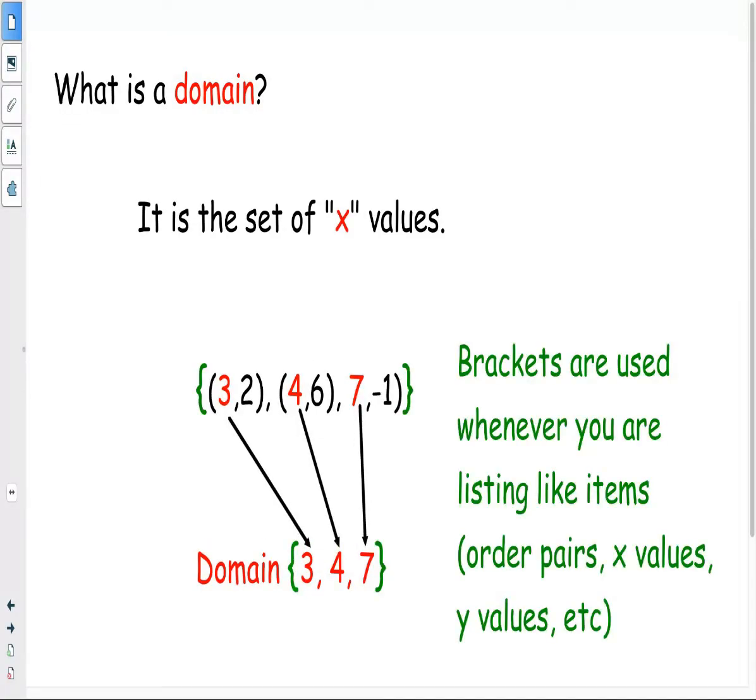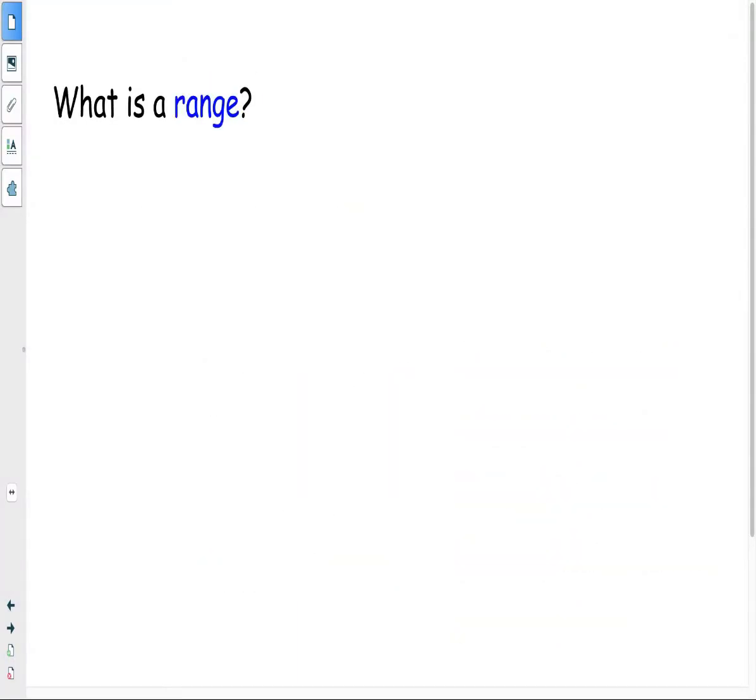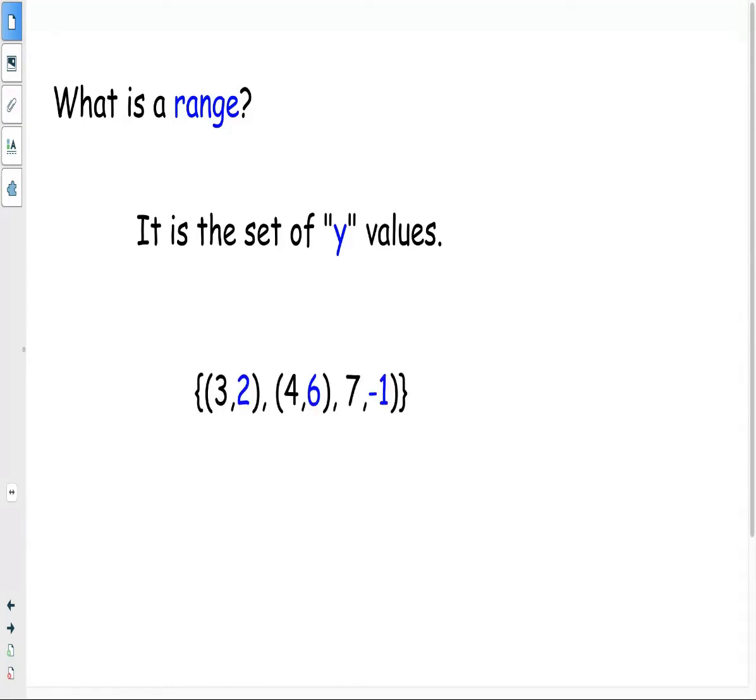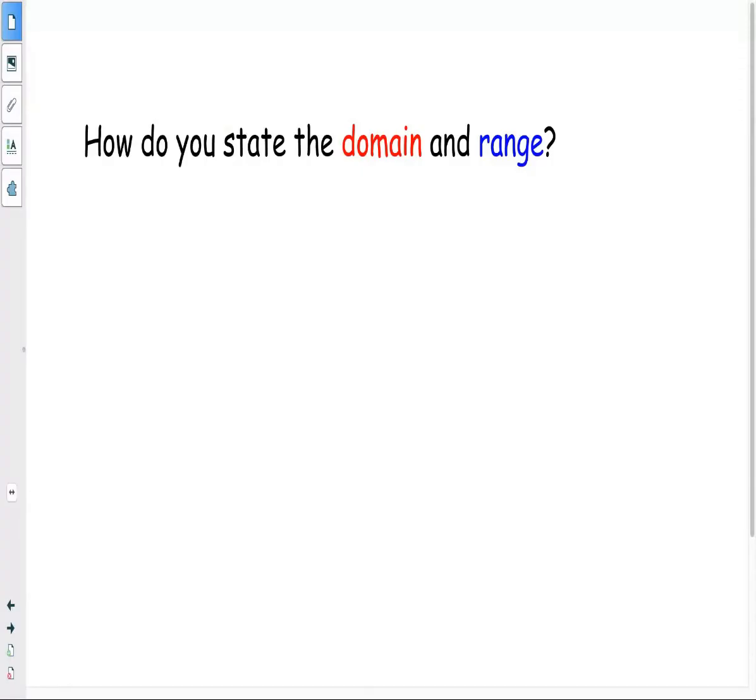We're going to use brackets whenever you're listing things. So one thing that you'll notice in both your domain and your range is that since we're listing values of either x values or y values, we're going to have a bracket to start and end our domain and range. So what is range? Range is the y values. You probably could have seen that coming. So of course, in my ordered pairs, I'm focused on the y values, which is going to turn into my range.